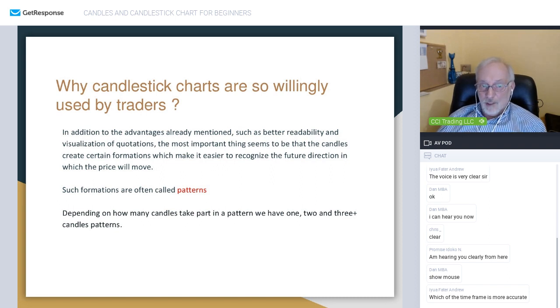Why are candlesticks so willingly used by traders? Because, in addition to the advantages already mentioned, such as better readability and visualization of quotation, in my opinion the most important thing that makes candle charts so interesting is that the candles, single, two candles or three candles, create formations. Those formations are a kind of trader's language. They help us recognize the future direction in which the price will move.